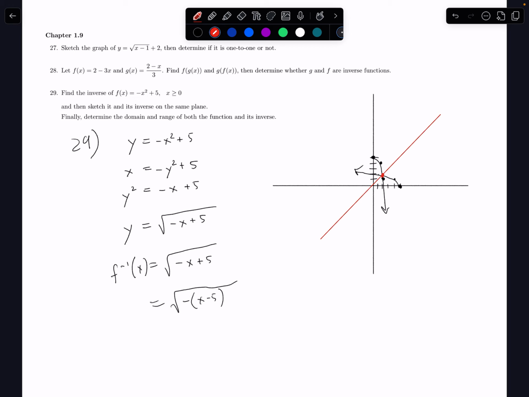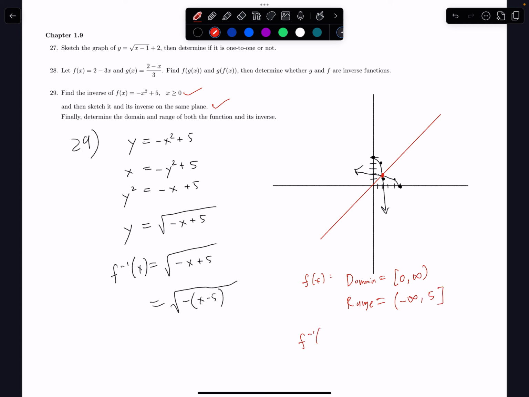That makes sense visually. Okay, now for the domain and range part. So we did the sketching, we found it. Now I'll find the domain and range of both. So let's do them one at a time. F of x first. The domain was given to us, 0 to infinity, right? From this position onwards to the right. And then the range, I can just look at it, starts at 5 and it goes down. So negative infinity up until 5. And 5 is a possibility, so it's included.